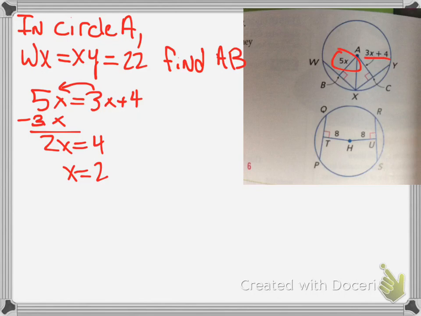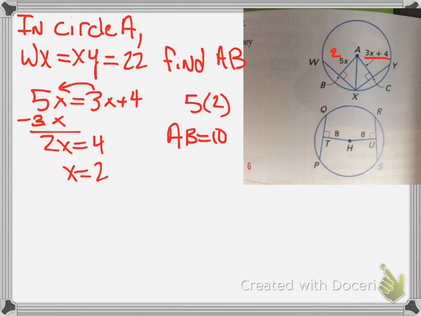We need to plug that back in. If I put 2 in place of x for AB, I could say 5 times 2. So AB is equal to 10. So now I know AB is 10, and that just answers that question. So there we go for that.